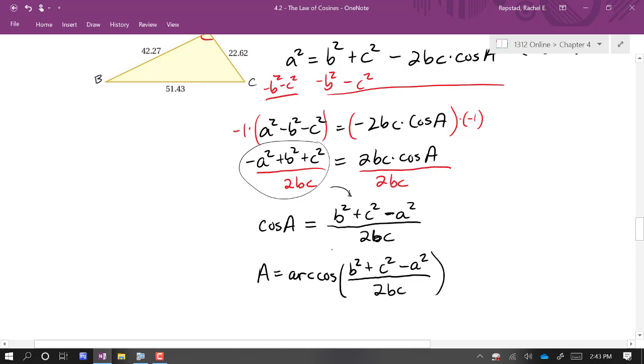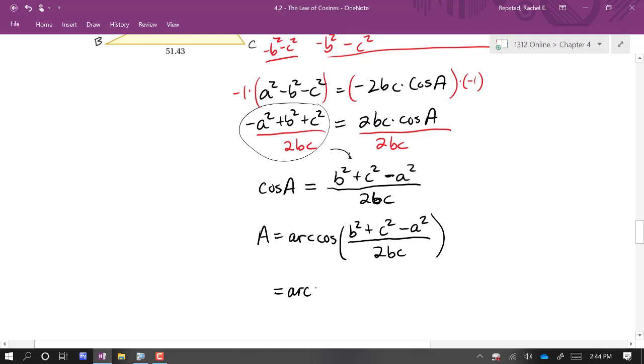So now I'm going to plug in the values that they've given us into this. So that's arc cosine of, let's see, b is 22.62 squared plus c squared, 42.27 squared, minus a squared, 51.43 squared, all divided by 2 times 22.62, that's b, times c, 42.27.